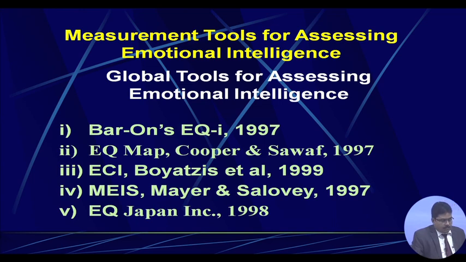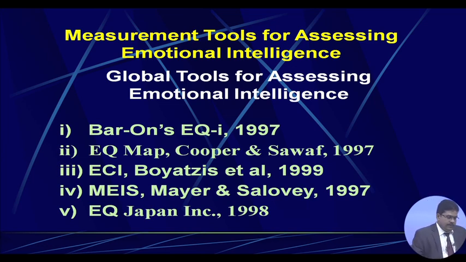Then the third tool is known as the Emotional Competence Inventory. This is based on Goleman's model of emotional intelligence. Boyatzis, Goleman and his colleagues developed this tool by identifying certain EQ skills and competencies, putting them into their theoretical framework in the year 1999. We will be discussing all those facets in our discussion when we move forward.